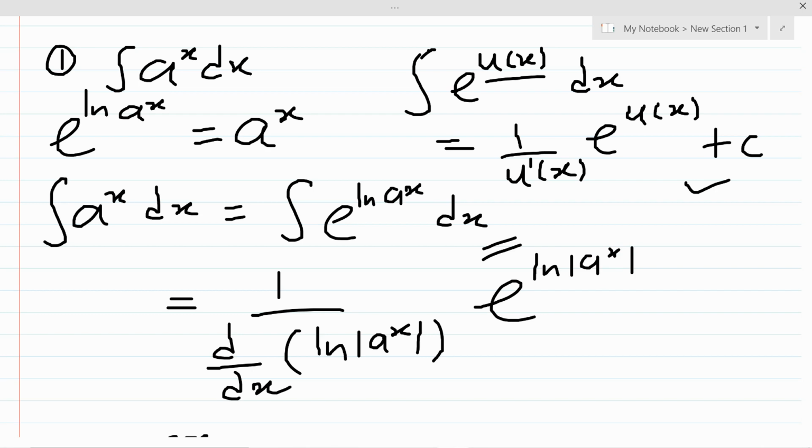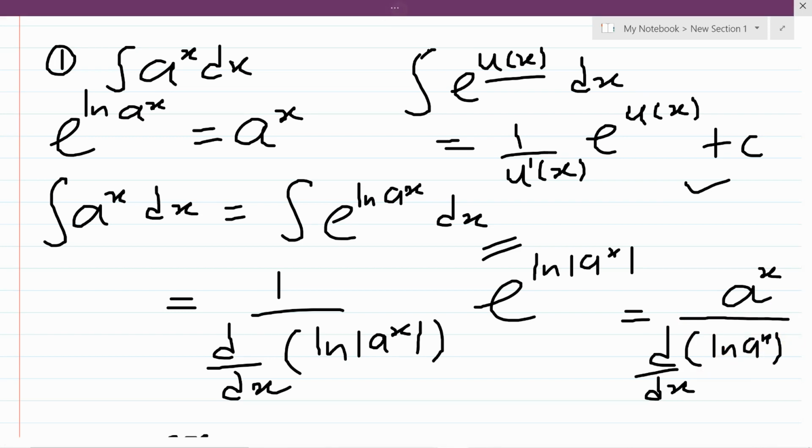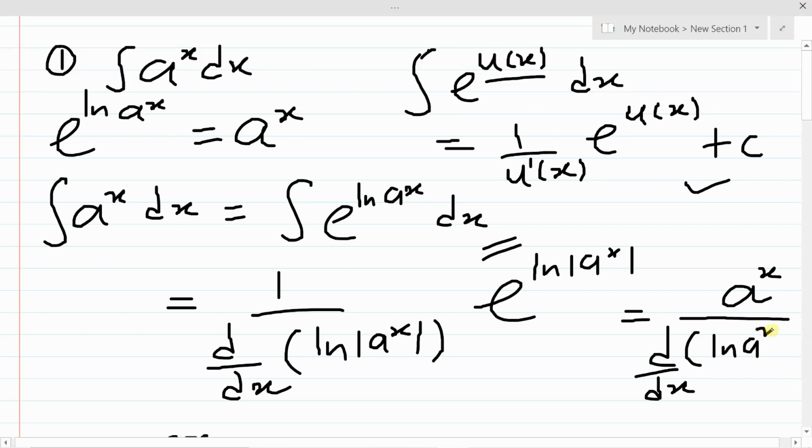And if you can remember, we said e to the power ln of a to the x is what? The same a to the x back. Then over the differential of ln a to the x, all plus c. Alright, so this whole integral has turned into this. The only problem we have to solve now is the differential of ln of a to the x, and I hope by now you can do that.